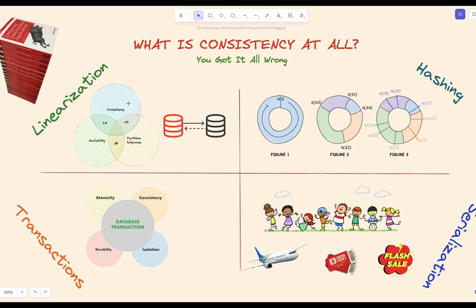Hi everyone. In today's video, we are going to discuss a very common mistake that a lot of candidates make in their system design interviews. Consistency is a word which all of us use very commonly in our system design interviews. You have a financial problem, you use consistency as a word. You have a problem which has a lot of high concurrency, you use consistency.